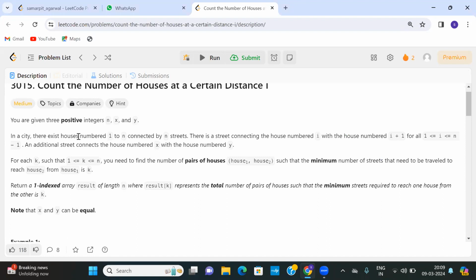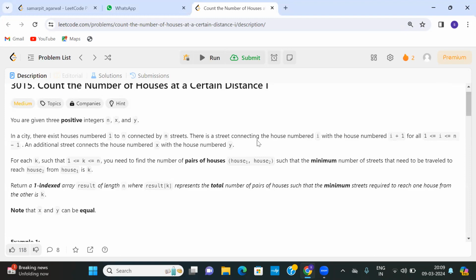We are given three positive integers n, x and y. In a city, there exist houses numbered from 1 to n. N is already provided to us in the question. And these houses are connected by n streets. There is a street connecting the house numbered I with the house numbered I plus 1.